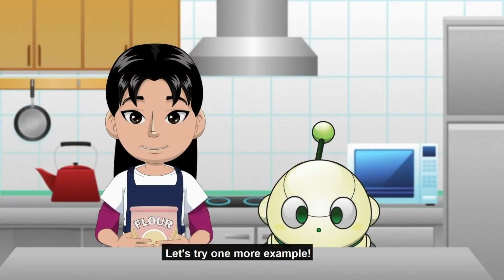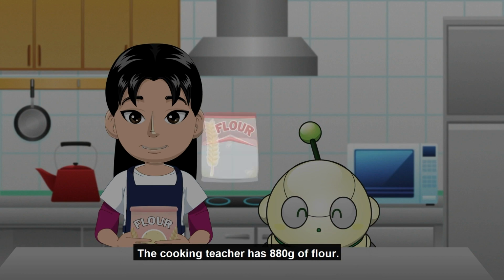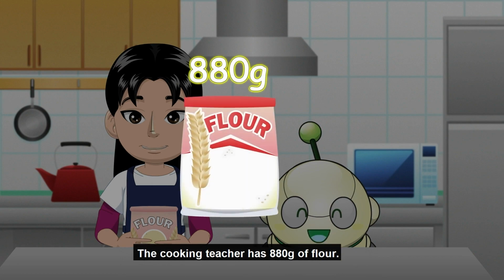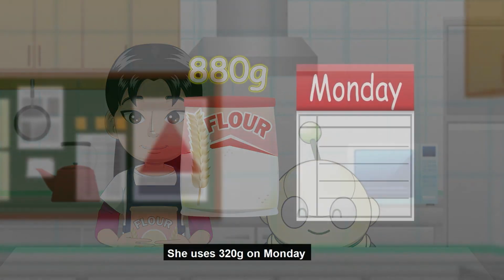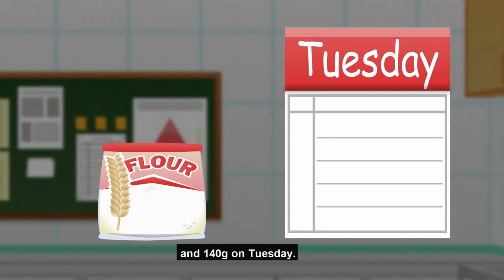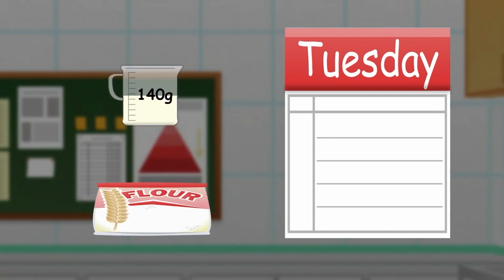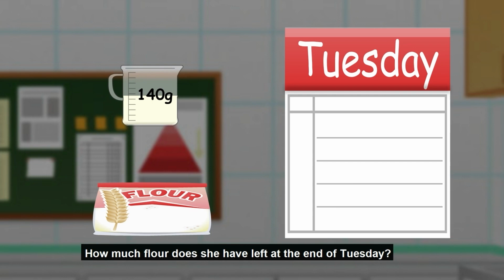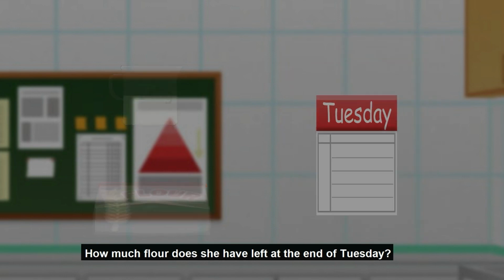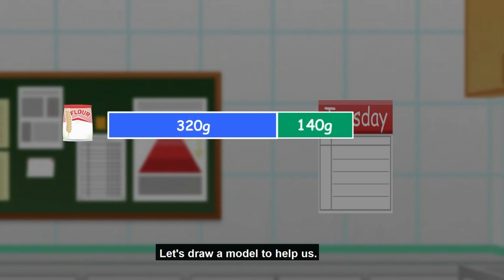Let's try one more example. The cooking teacher has 880 grams of flour. She uses 320 grams on Monday and 140 grams on Tuesday. How much flour does she have left at the end of Tuesday? Let's draw a model to help us.